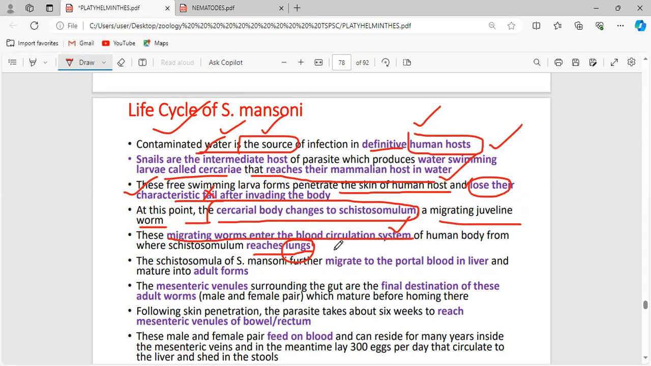From the blood vessels it reaches the lungs, and from the lungs where is it going to reach? The liver, where the sexual maturation happens. Male gonads and other important characteristic developments happen only in the liver. Very good, the liver, and they mature into adult forms, and the fusion and attachment of the male and female parasites happen in the liver.